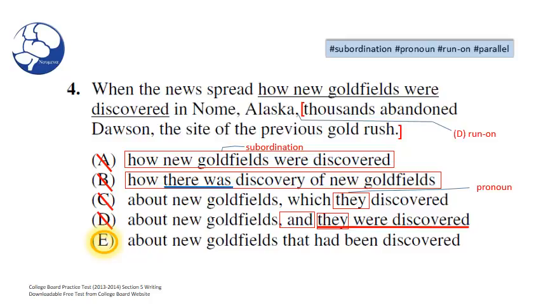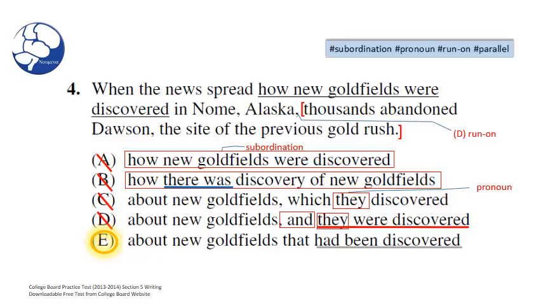But some of you may have questions about something present in E. Let's look at this tense, "had been discovered." Now some of you are uncomfortable choosing an answer choice that contains a verb in the past perfect tense. But let's evaluate this tense and see if it's being used correctly. Now, the sentence could have been written "when the news spread about new goldfields that were discovered in Nome, Alaska. Thousands abandoned Dawson, the site of the previous gold rush." That sentence would have been fine. However, this sentence is better.